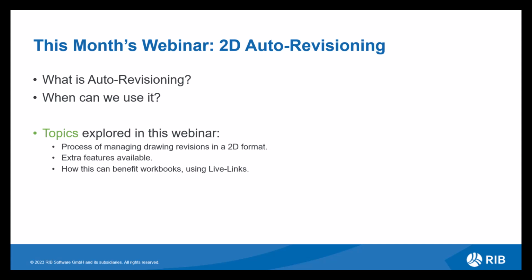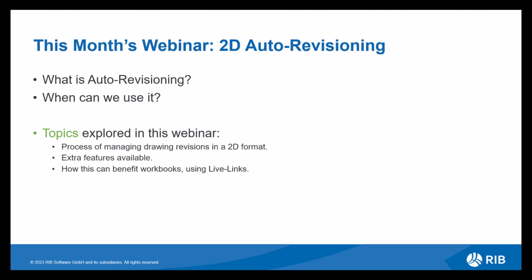You can also use it with 3D measurement. Now this is the quickest way to complete revisions, as it runs an analysis of everything that was measured previously and then does a remeasure with very little user input. Today we'll be focusing on 2D auto revisioning. In the workbook view, it takes any live linked quantities and automatically updates them to the revised quantities, so you don't have to manually enter the new figure.